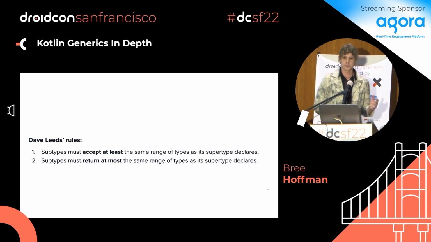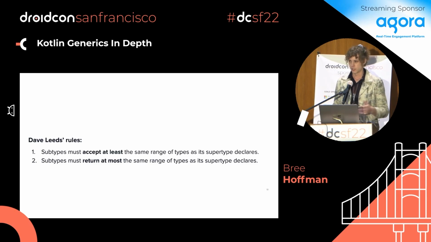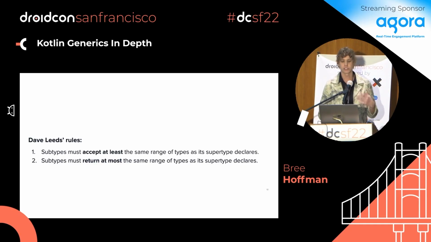And the rules that Dave has on the subject of variance are that in order to ascertain if a type is a subtype, you have to check these rules. The rules are that subtypes have to accept argument types the same range of types that the supertype declares. And when we're thinking about return types, the subtype has to return at most the same range of types that its supertype declares. If it returns an animal but you're expecting a duck, it's not a subtype.